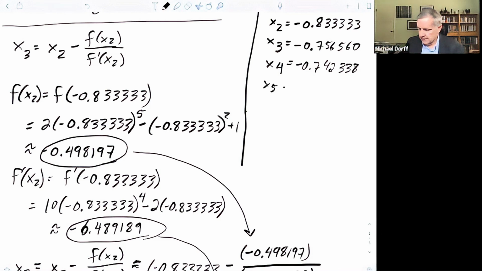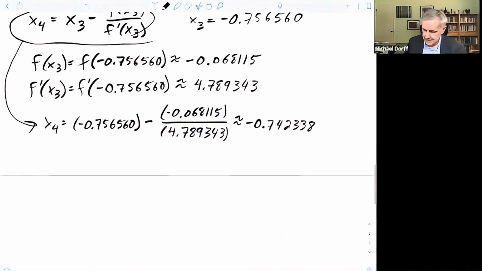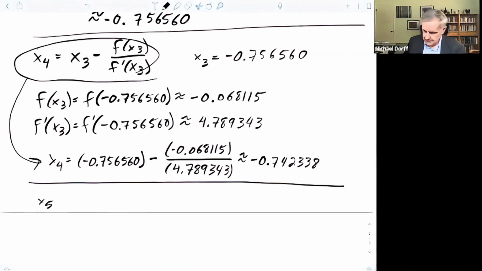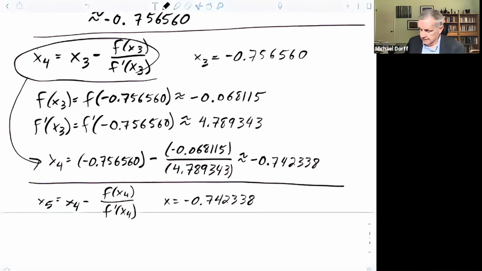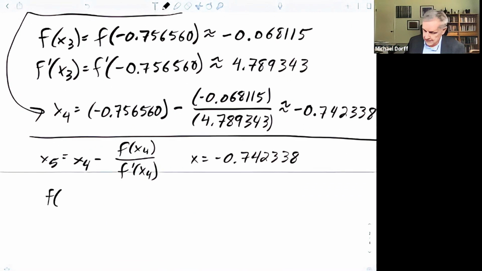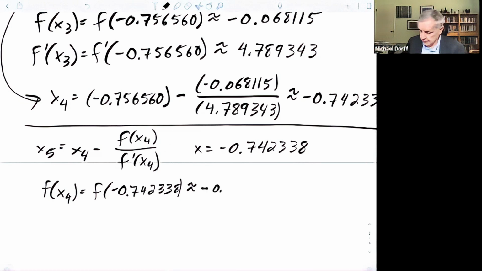So now we're going to have to figure out what x sub 5 is. And it's the same process again. X sub 5 is going to equal x sub 4 minus f of x sub 4 over f prime of x sub 4. And again, we're going to use x sub 4 to be negative 0.742338. And so then I need to figure out what f of x sub 4 is, which is going to be f of negative 0.742338, which, using a calculator, I got to be negative 0.001922, which is really nice.